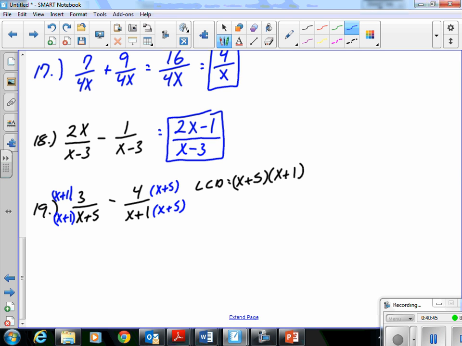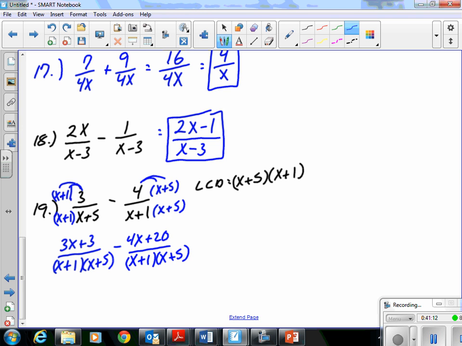So put those together. X plus 1 times 3, we're going to distribute the 3. So it'll be (3x plus 3) over (x plus 1)(x plus 5), minus, distribute the 4. So it'll be (4x plus 20) over (x plus 1)(x plus 5).